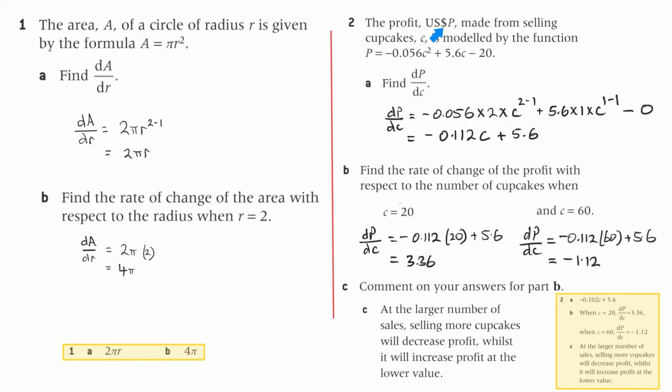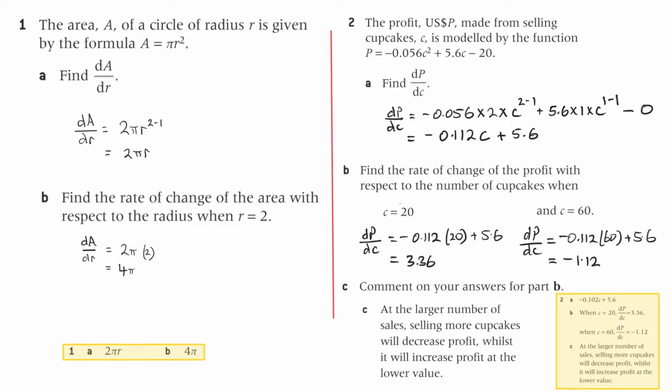Question 2, the profit, in US dollars, P, made from selling cupcakes C is modeled by this function. Find dP dC, well, we can do that. That 2 comes down to the front, so we've got the 2. I've put it here because of the minus sign, but it's 2 times that number, the coefficient of this C squared term, plus 5.6 times, effectively that's a 1 there, so the 1 comes down, so it's 5.6 times 1. Now that C becomes 1 minus 1.